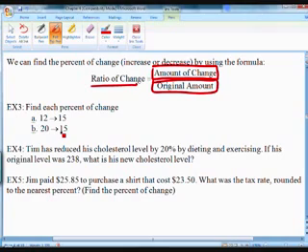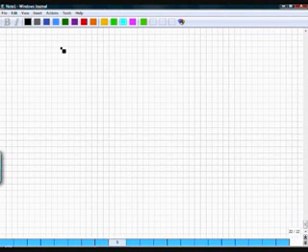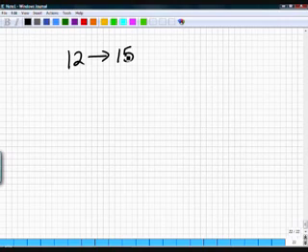So watch how easy this is, though. 12 to 15. I want to know how much that changes. By what percent does it change? How much is it growing? If it starts at 12 and grows into 15, how much did it grow? Here's how you do it. The first thing you do is find the amount of change. How much did that change? It changed by 3, not by 3%. It changed by 3. It went up 3.